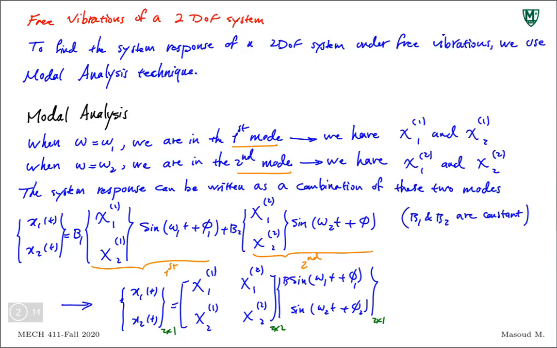So let me add them here, B1 and B2, just constants. So x1(t) would be B1 x11 sine(omega 1 t plus phi 1) plus B2 x21 sine(omega 2 t plus phi 2). The response of one of the masses. We have two masses, right? x1(t) would be the response for mass 1, x2(t) would be the response for mass 2.